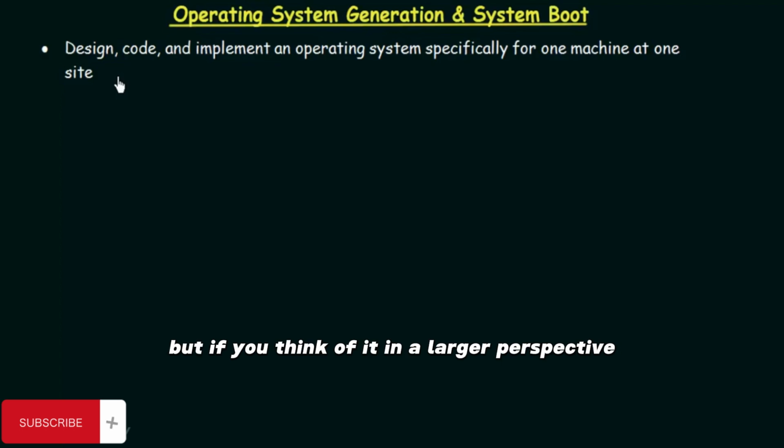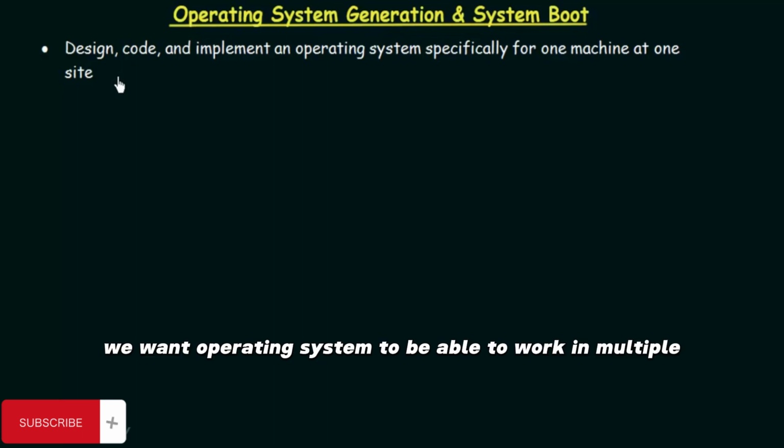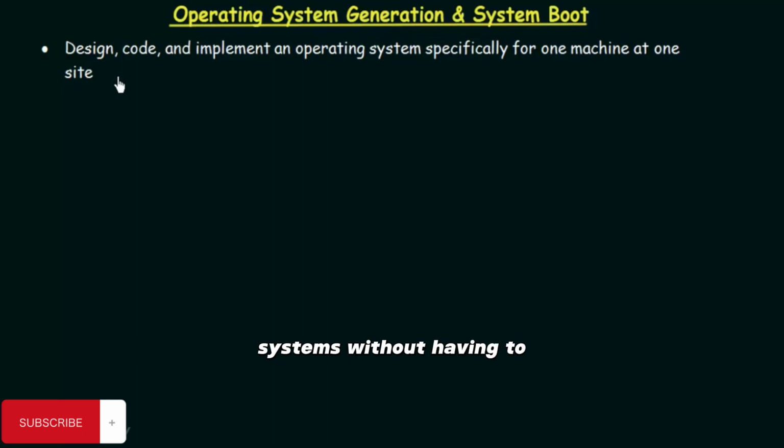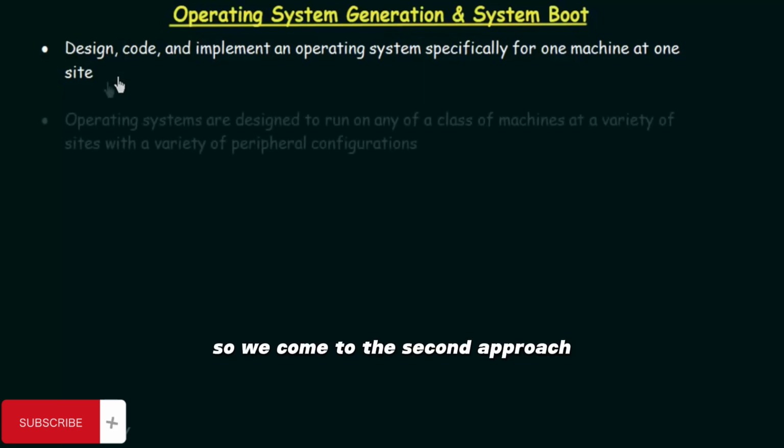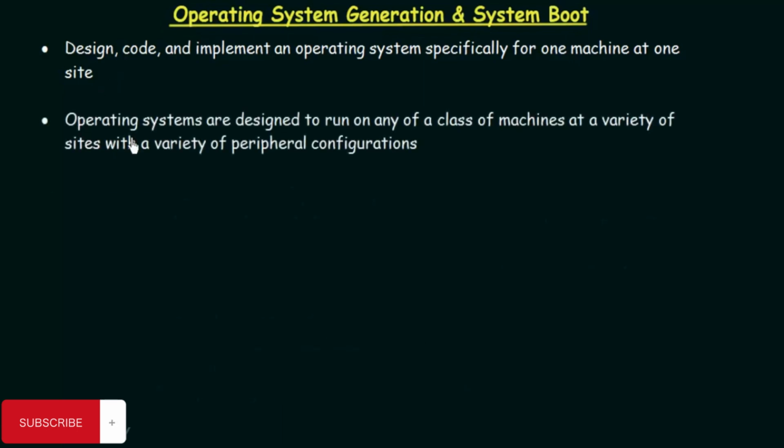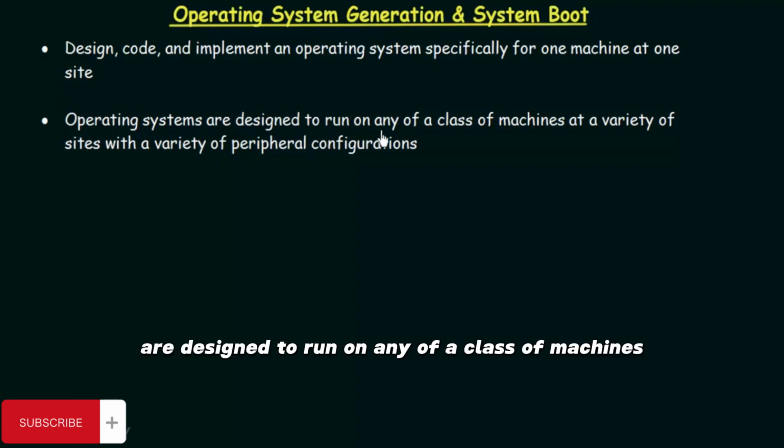But if you think of it in a larger perspective, this may not be a very efficient design technique, because we want an operating system to be able to work on multiple systems without having to redesign it. So we come to the second approach. In the second approach, operating systems are designed to run on any of a class of machines at a variety of sites with a variety of peripheral configurations.